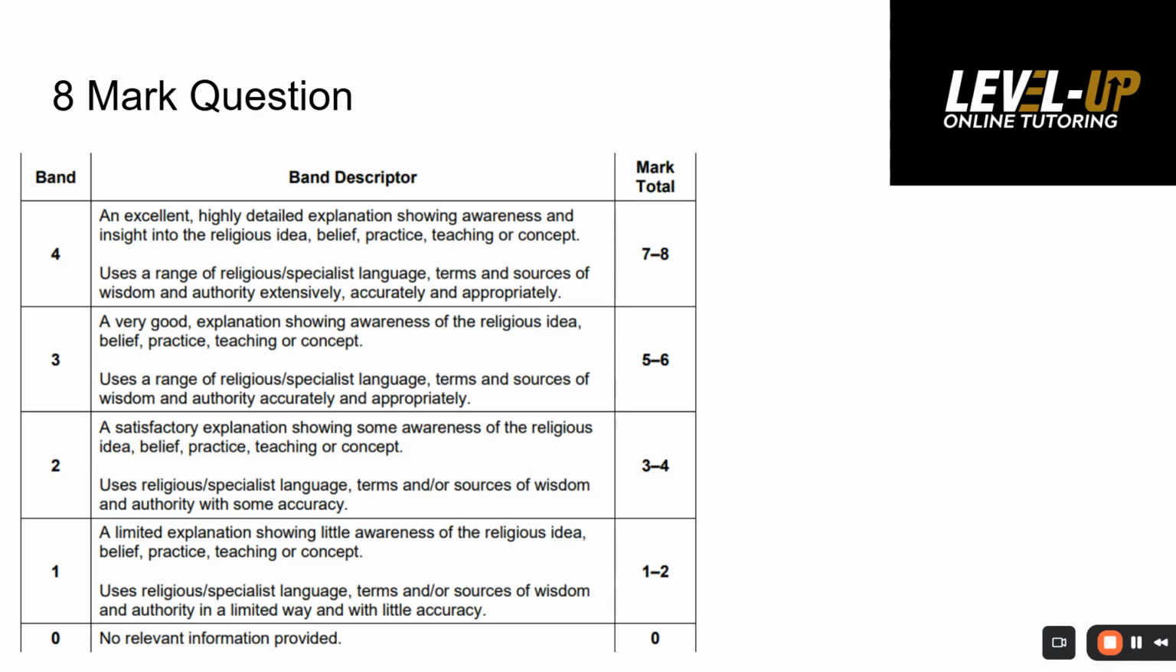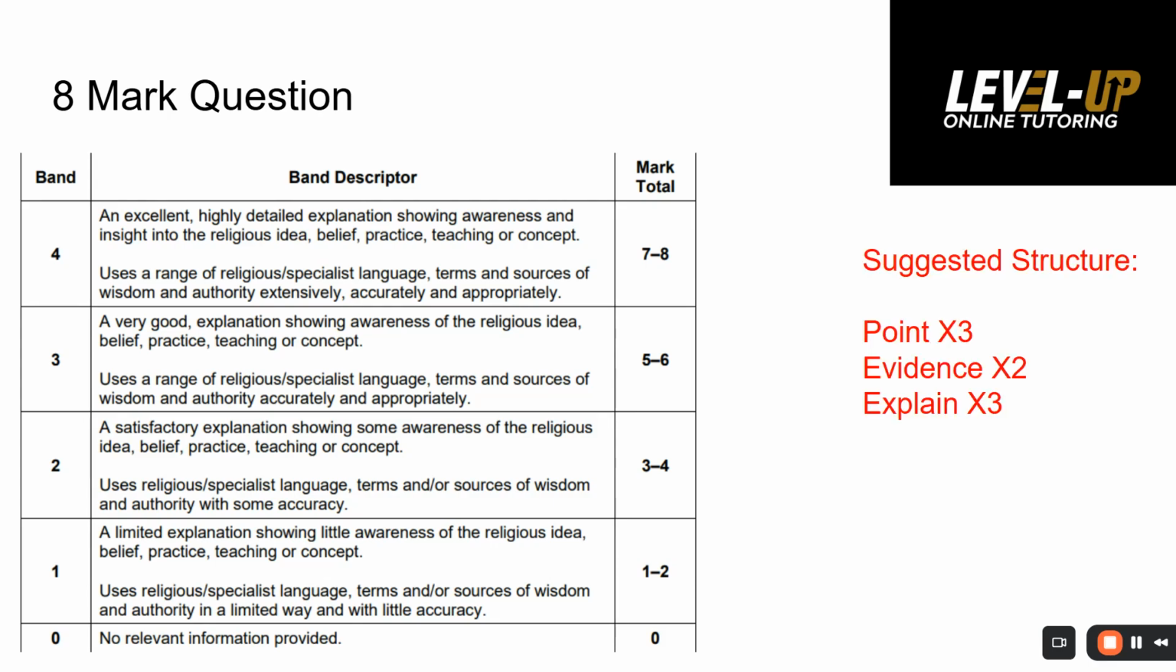You also need to use a range of religious specialist language or sources of authority references. If you only have 1 or 2, you can't use a range of those. So you want enough sentences where you can start using some of that tier 3 vocabulary that you'll hear people talk about, those specialist terms used specifically for that religion. If you don't use them, you're going to struggle to get into that top band. In fact, if you don't use them at all, you're going to really struggle to get past maybe band 1 or 2, depending on how much explanation you give.